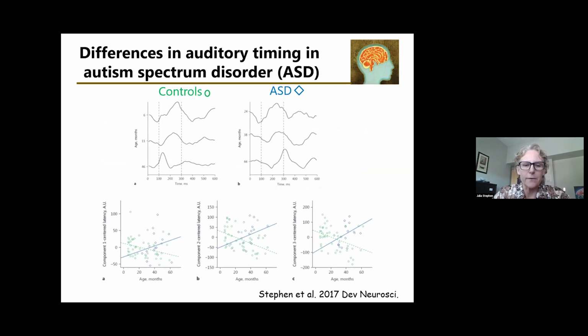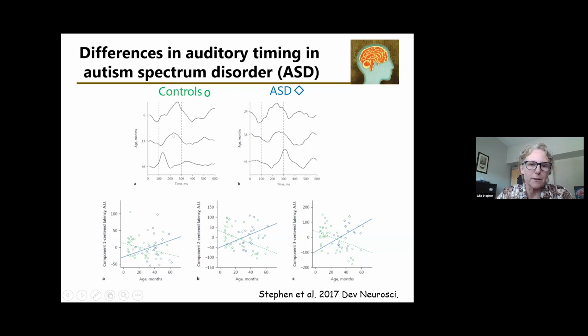So this was looking at the auditory evoked response. And this was in fairly young children. This is age in months. So this is a 6-month-old down to a 46-month-old. And then the kids with autism spectrum disorders are a different time frame, but these are just specific examples.